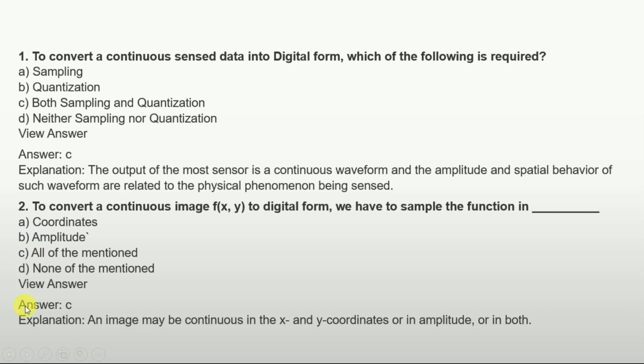The answer is clear, that is all of the mentioned, because whenever we want to convert a continuous image function f of x comma y, we need the coordinate values, the amplitude, and both, that is coordinate and amplitude, are required. So here the answer is all of the mentioned, and we can see the explanation: an image may be continuous in x and y coordinates, or in amplitude, or in both.